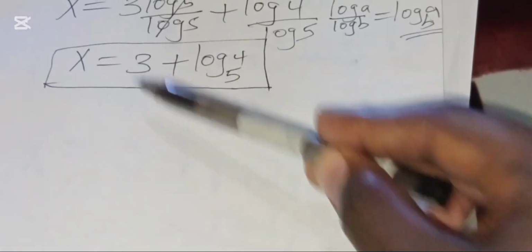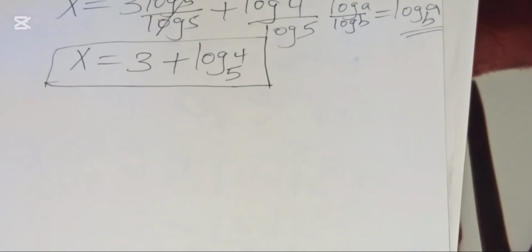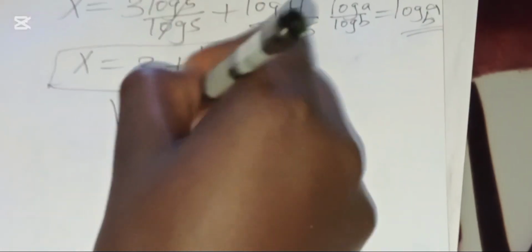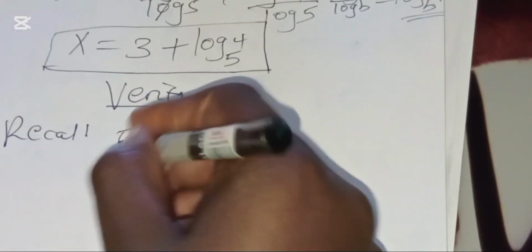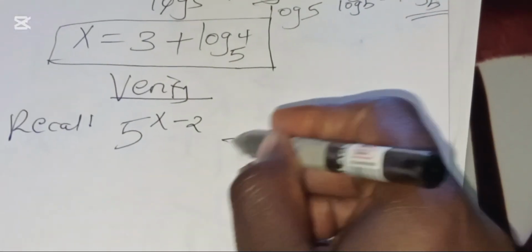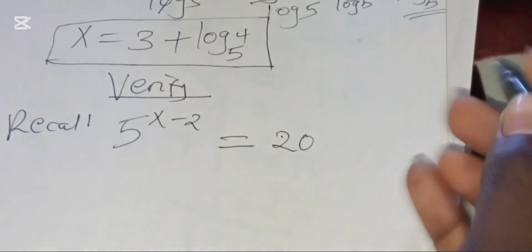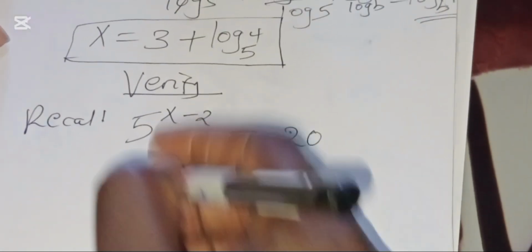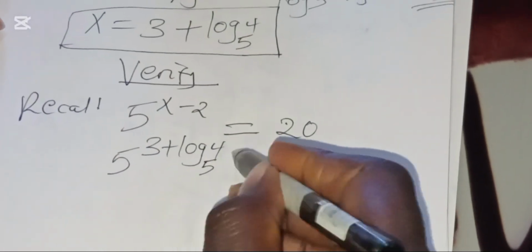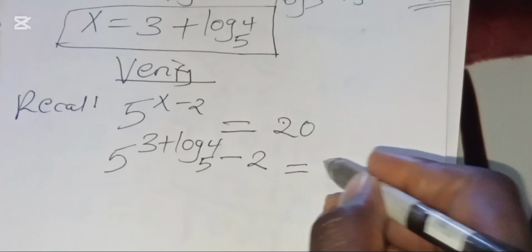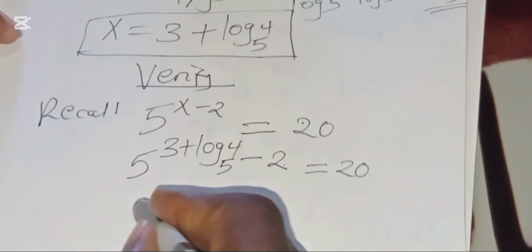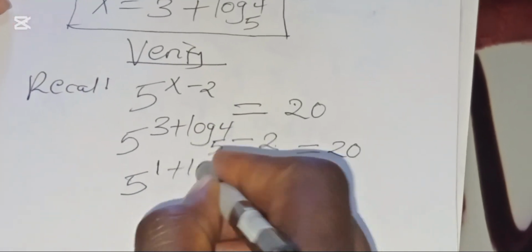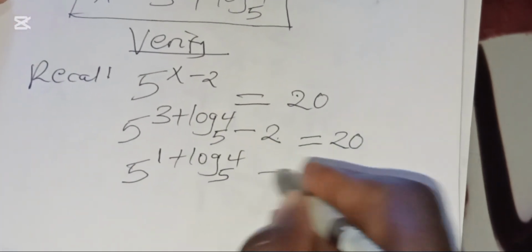Now this is the value of x, which is 3 plus log 4 to base 5. So let's verify if this value of x satisfies the equation. If you recall, we had that 5 raised to power x minus 2 is supposed to give us 20. So let's substitute this quickly. We will have 5 raised to power 3 plus log 4 to base 5 subtract 2, this is equal to 20. So this is 3 subtract 2, which is equal to 1. So this is 5 raised to power 1 plus log 4 to base 5, this is equal to 20.